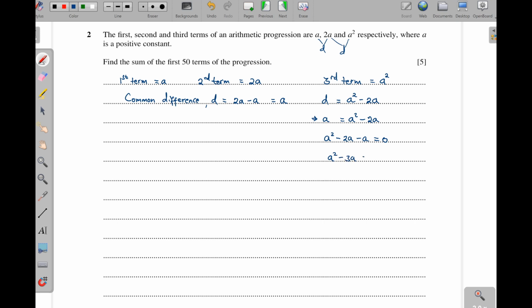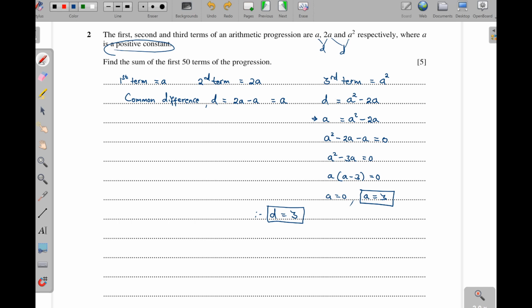So a squared minus 3a is equal to 0. When I factorize out the a, a times a minus 3 is equal to 0. That means a can be equal to 0, or a can be equal to what? To 3. Of course, we shall take a is equal to 3. They say the positive constant. Then this therefore means that the common difference is also equal to what? To 3.